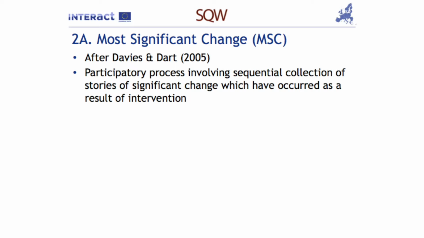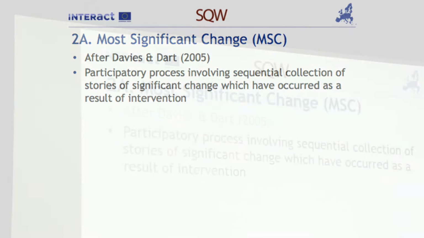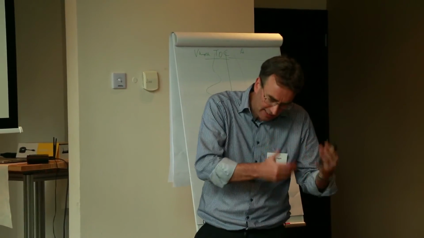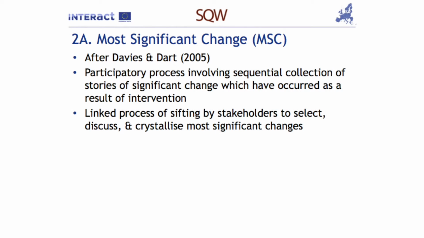Most significant change, what people refer to as the MSC approach, was developed by two academics in about 2005, Davies and Dart, and this one is all about a participatory process. It's not a paper-based process, it's not a theory of change analytical-based process, it's a participatory process, talking to people to build up a collection of stories from beneficiaries as to significant changes that have resulted as a consequence of the intervention.